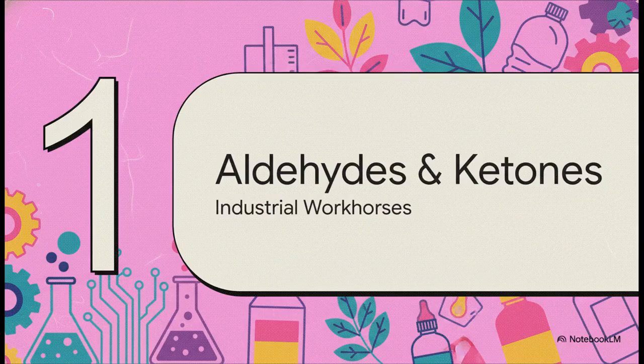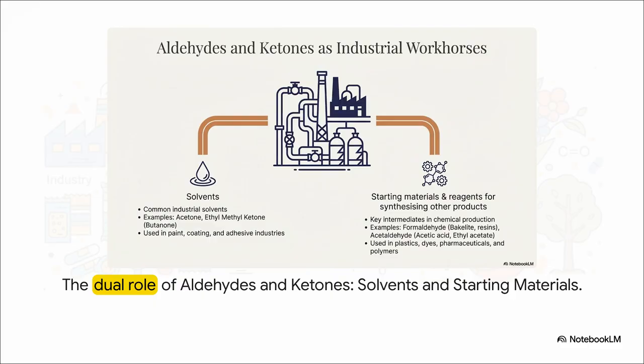All right, first stop on our tour, aldehydes and ketones. Seriously, think of these guys as the ultimate multi-tools in a chemist's toolbox. They are literally everywhere, doing all sorts of jobs that make our modern world possible. And what's so cool about them is that they really play two main roles. Over on the left, you see them as solvents. Something like acetone, for example, is just amazing at dissolving things. That's why it's so critical for making paints, coatings, and adhesives. But then on the right, you see their other big job. They're the starting materials you use to build other, more complicated stuff.